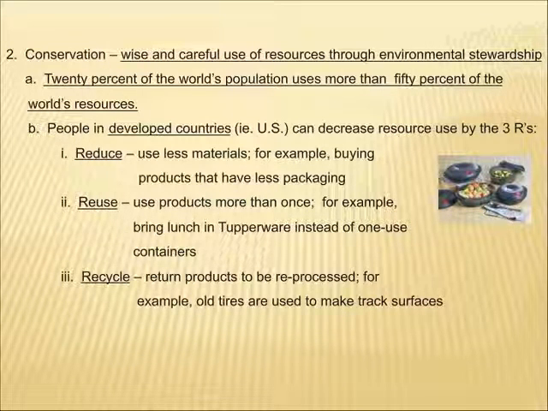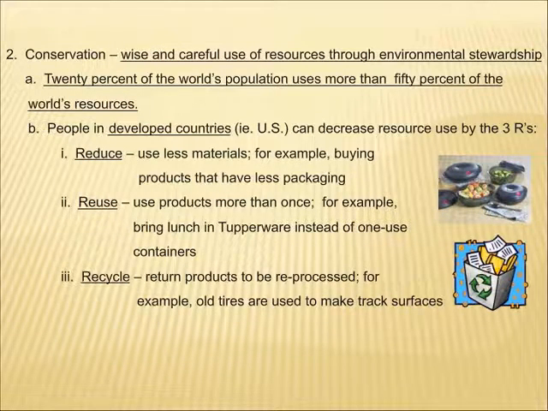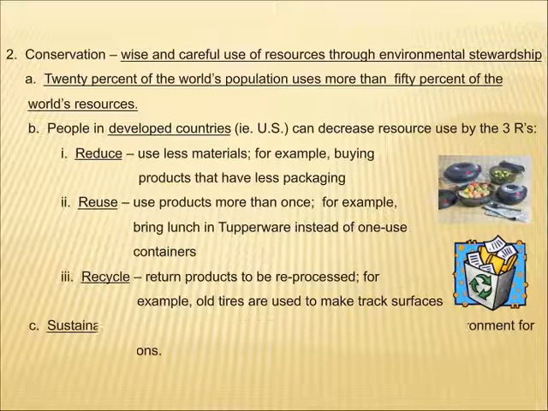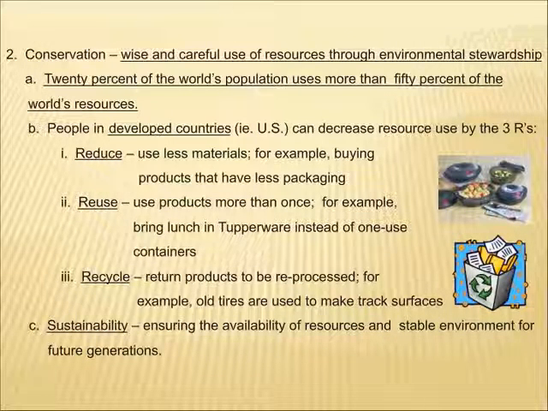So reducing, reusing, and recycling are simple strategies to help us conserve our natural resources and get better at the problems that we cause. This would then lead to a condition called sustainability. Sustainability is ensuring the availability of these natural resources and a stable environment for future generations. We want to leave things for our children and their children. We don't want to destroy our planet while we are alive. We want to leave it in good condition for them.